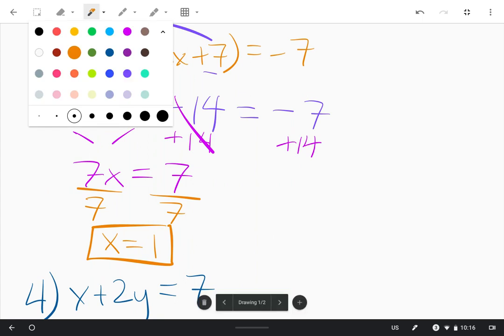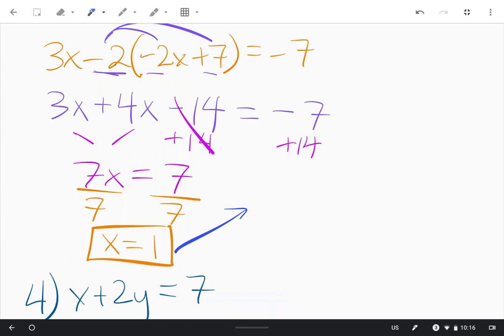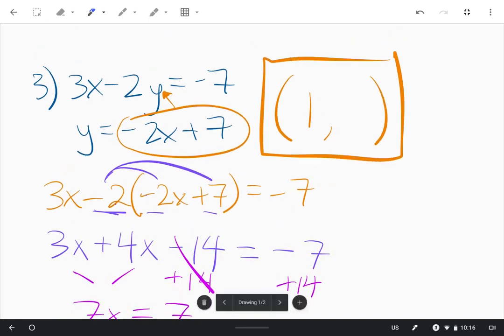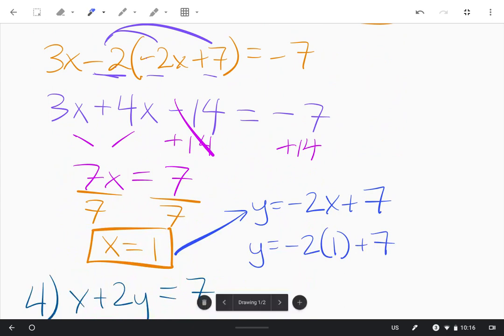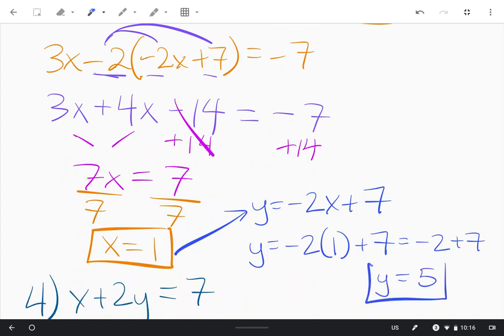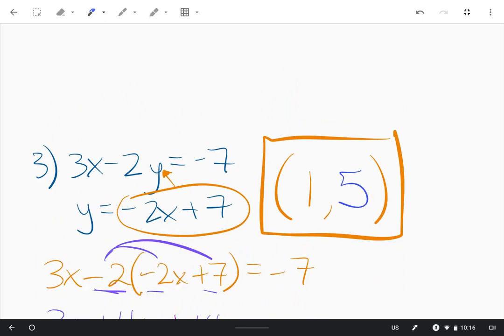Now I'm going to take that 1 and I'm going to plug it back in to the original equation. And we're going to use the one that we started with, y equals negative 2x plus 7. We're going to plug in a 1, and we're going to work it out. So I get negative 2 plus 7. Y equals 5. And that's the other part of my solution right there.